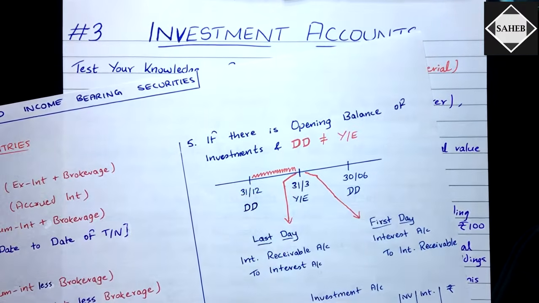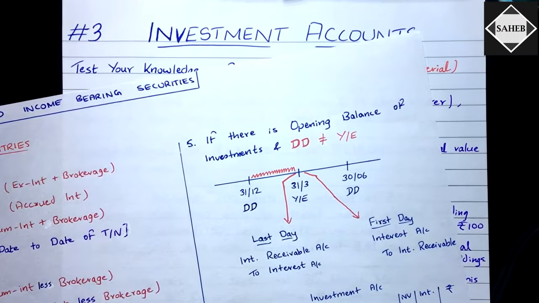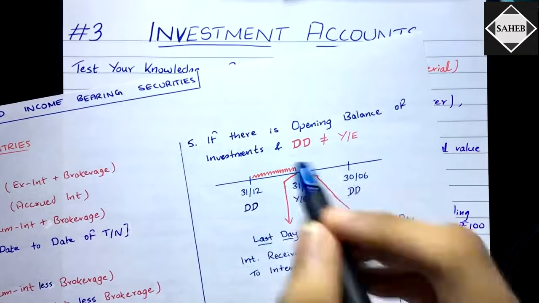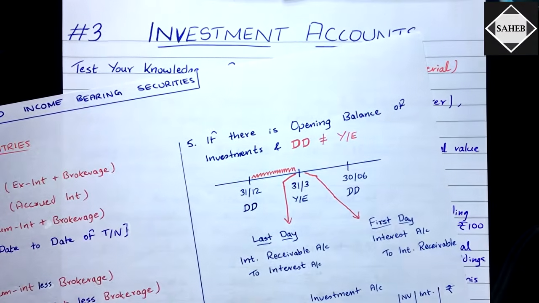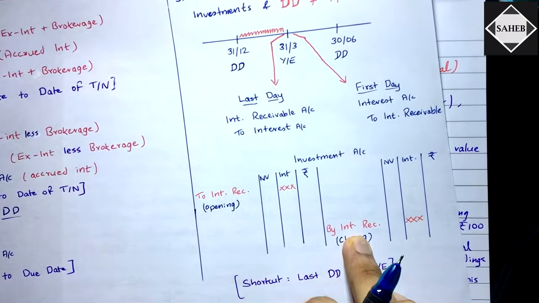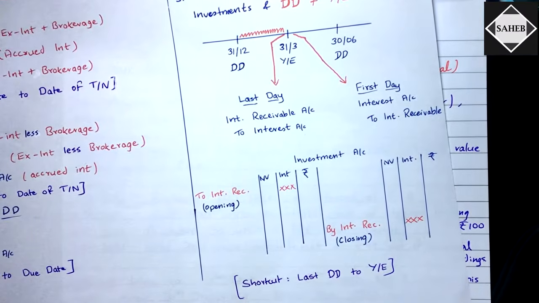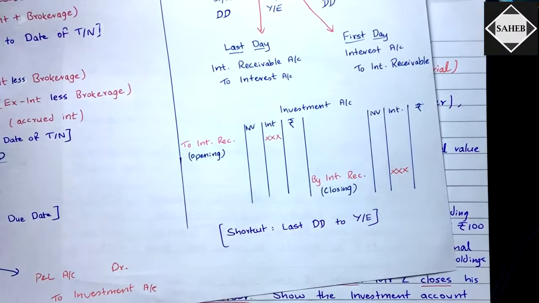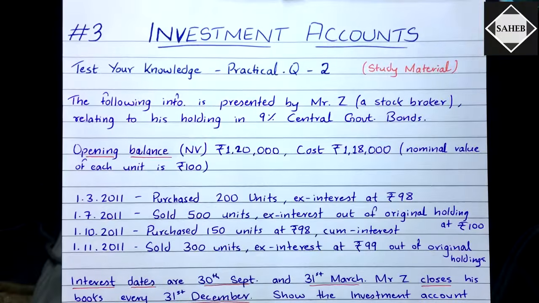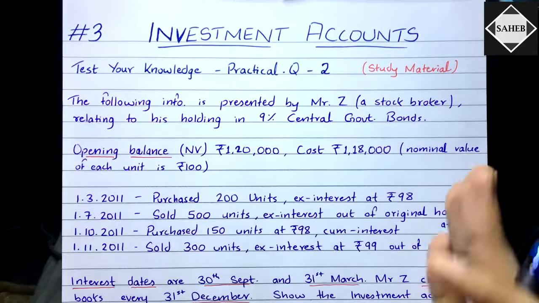So now this is the concept here. Whenever the due date is not equal to year end and there is an opening balance, then you have to do this. You have to take interest receivable, and by interest receivable if there is a closing balance and the due date is not equal to year end, and the shortcut is last due date to year end. Right? So now let's see the whole question. I just wanted to clarify, when the opening balance is given, you have to make sure whether the due date is equal to year end or not.